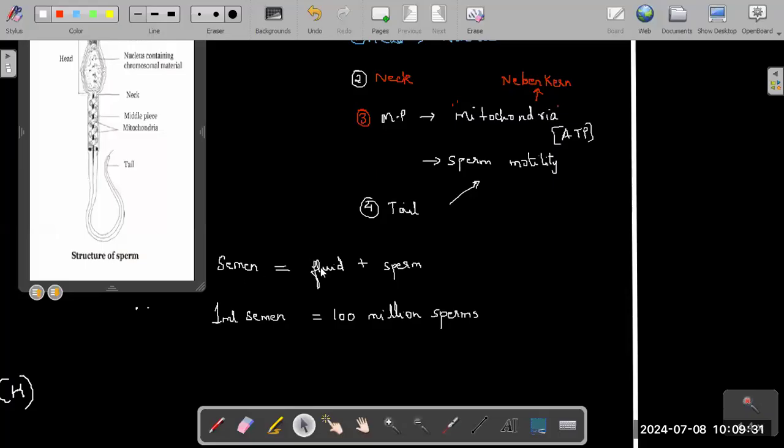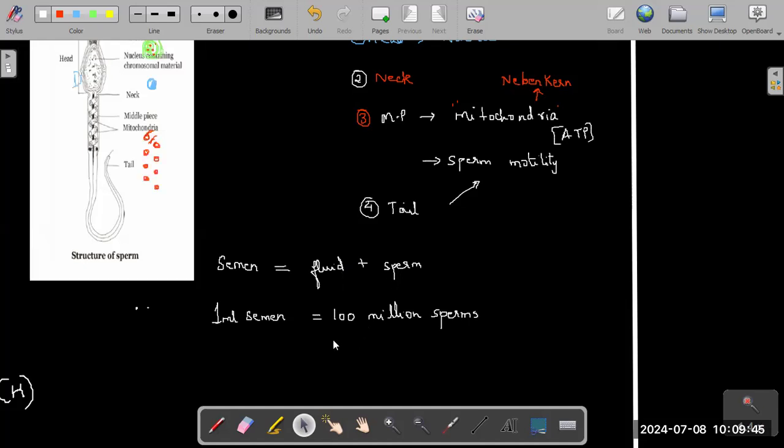Okay, so semen equals the fluid plus the sperm. The fluid is released by three glands: the prostate gland, the seminal vesicles, and the bulbourethral glands. Sperm is made by the seminiferous tubule. Approximately 100 million sperms are present in 1 ml of semen. A male ejaculates about 3 to 5 ml of semen.